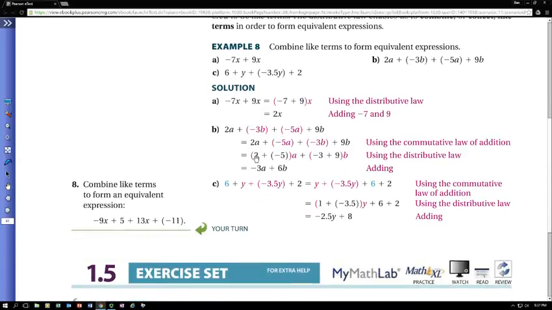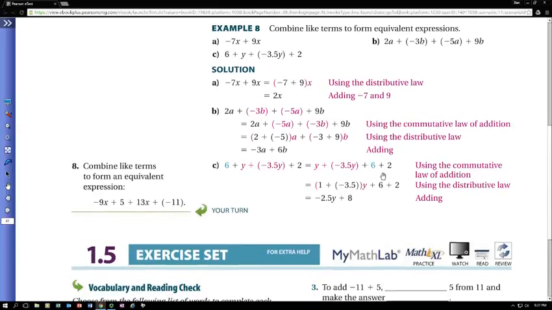And let's see, what's the next one? C right here. We got 6 plus y plus a negative 3.5y plus 2. Well, it works with constants too. And when we get into exponents, I could actually put a variable there and put it to the 0 power, but we'll talk about that later. But I do want to get it in order so I can perform the addition, really.